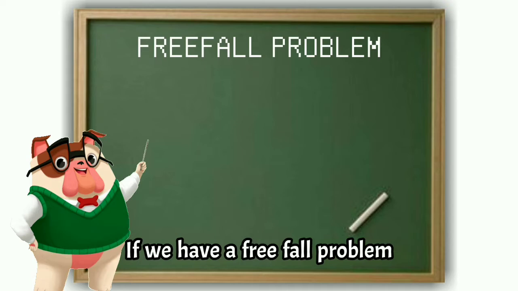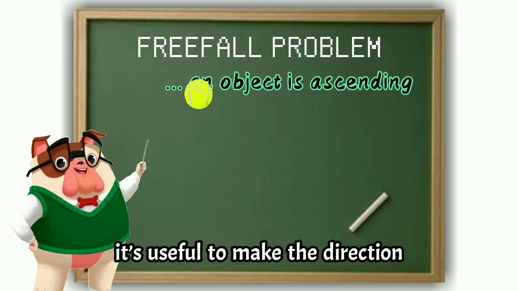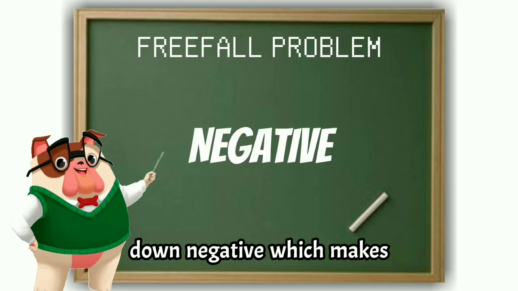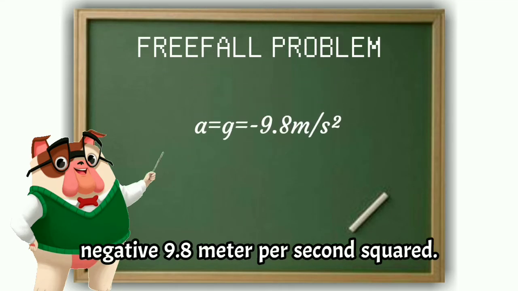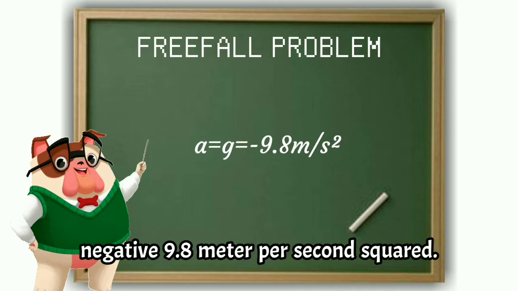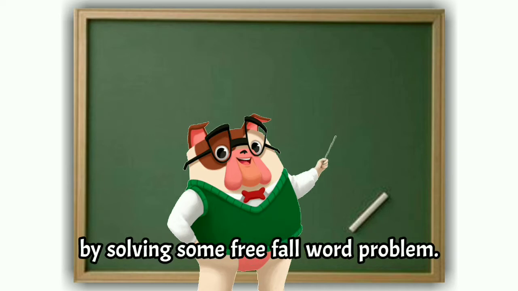If we have a free fall problem where the object is ascending, it's useful to make the direction down negative, which makes the acceleration due to gravity negative 9.8 meters per second squared. Now, let's apply what you've learned by solving some free fall word problems.